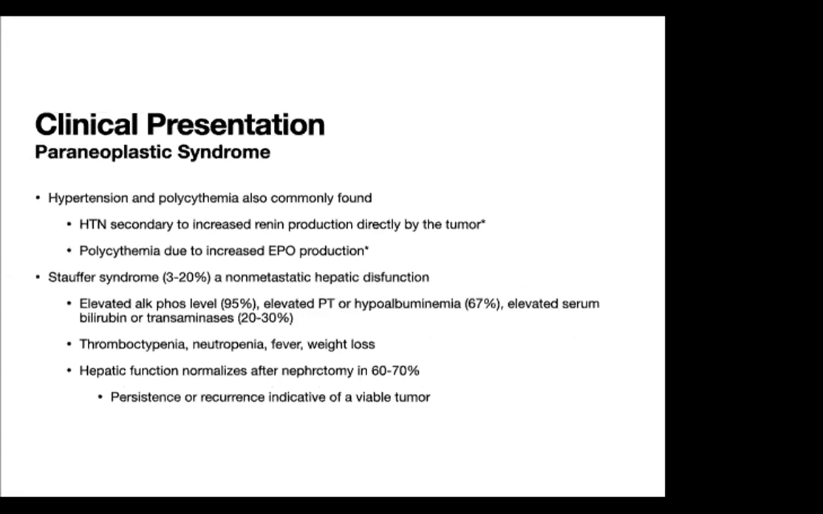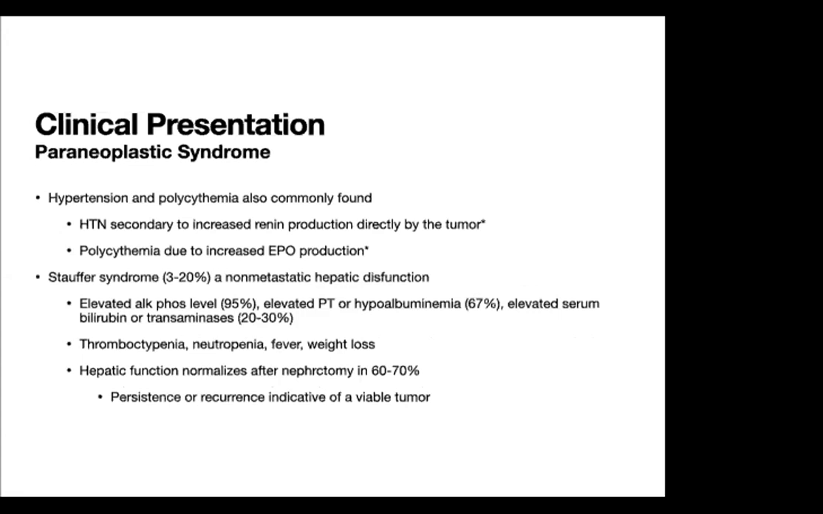Hypertension and polycythemia are also commonly found. Hypertension is secondary to increased renin production directly by the tumor, or compression or encasement of the renal artery and its branches leading to renal artery stenosis, or an AV fistula within the tumor. Polycythemia is due to increased erythropoietin production directly by the tumor or by the adjacent parenchyma in response to hypoxia induced by tumor growth.